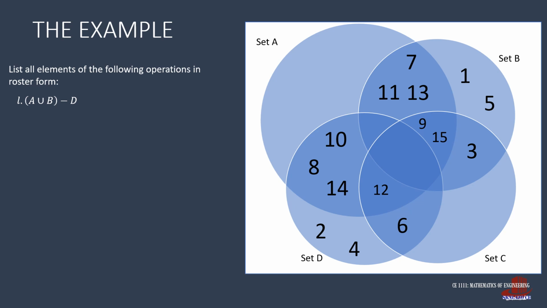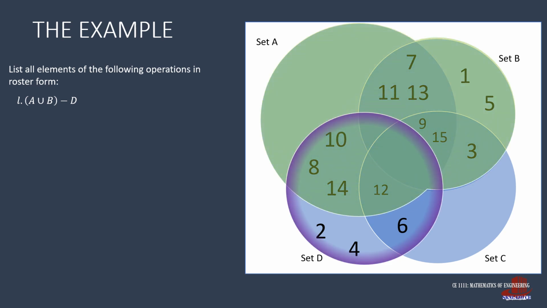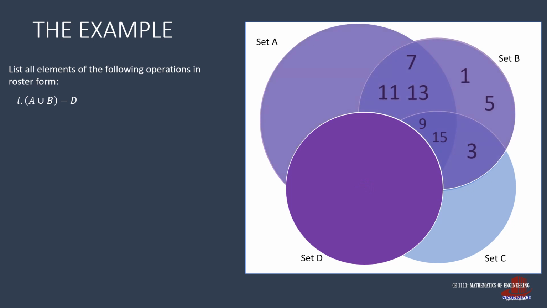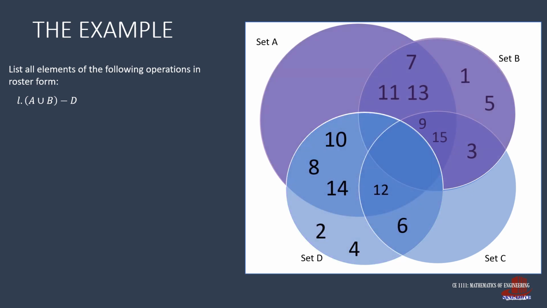Requirement L takes the difference of the union of sets A and B with D. Take the union of sets A and B. Then we take out the circle for D, giving the elements 1, 3, 5, 7, 9, 11, and so on. Again, the same elements of set B.